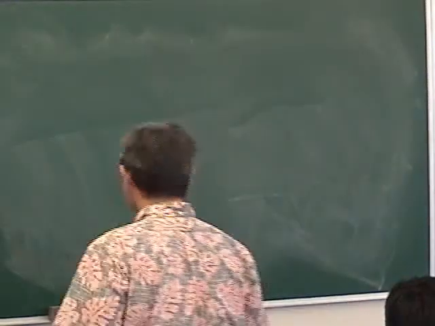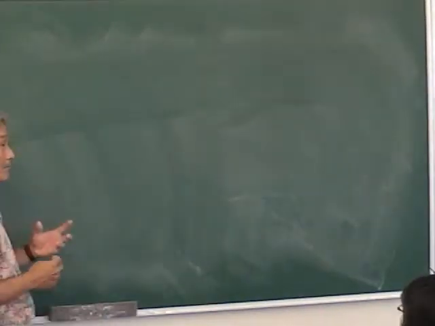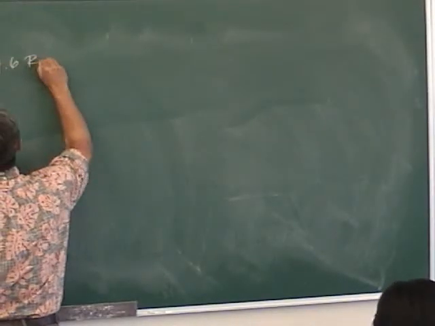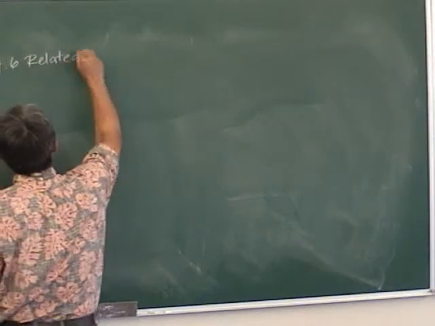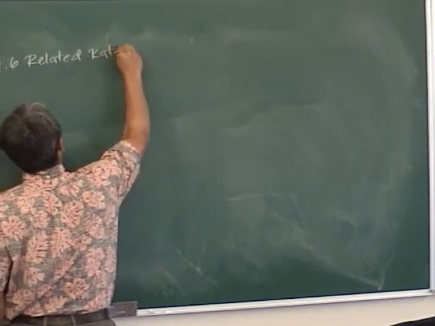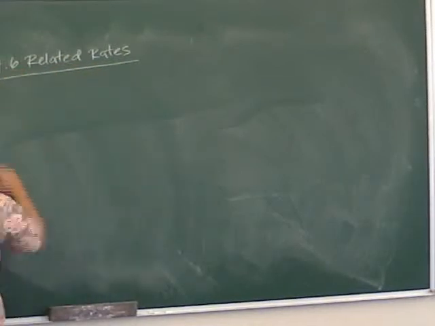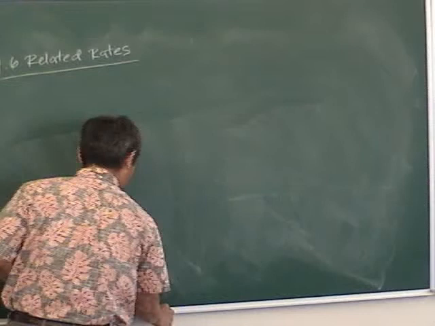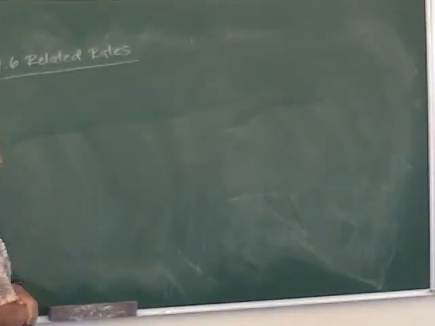Okay, so we just finished optimization, finding maximums and minimums. Now we are going to 4.6, which is called related rates. So if you have some geometric figure and some things are changing, how does that affect other things? Guaranteed this is gonna be in the multiple choice and on the free response.